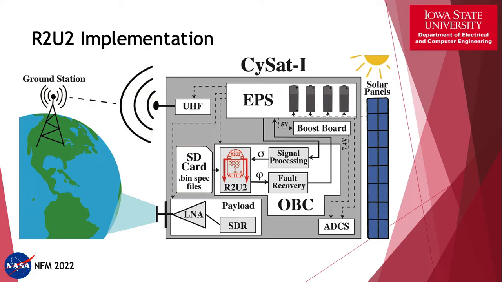During flight, the EPS is responsible for charging its batteries from the solar panels and powering and enabling the UHF radio, payload, boost board, ADCS or Attitude Determination and Control System, and the OBC. Before launch, we compile the specifications regarding the EPS into a binary file and load onto an SD card on board the OBC. Specs are loaded once upon boot up.